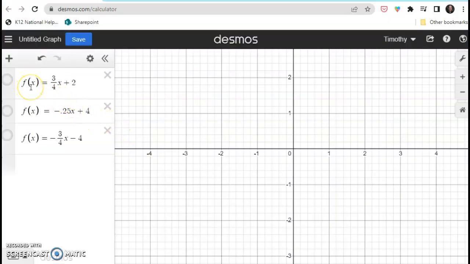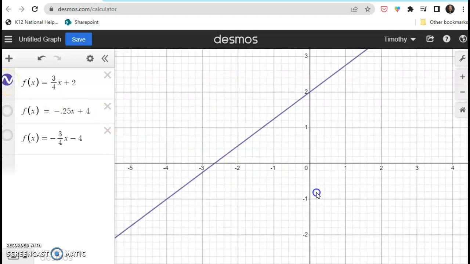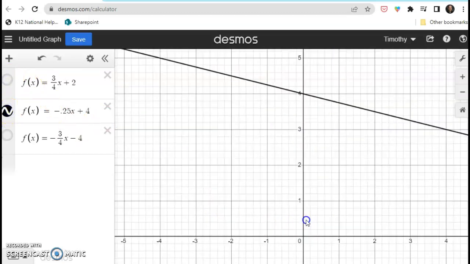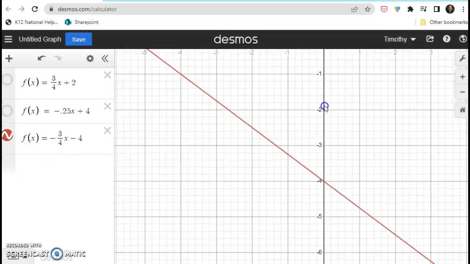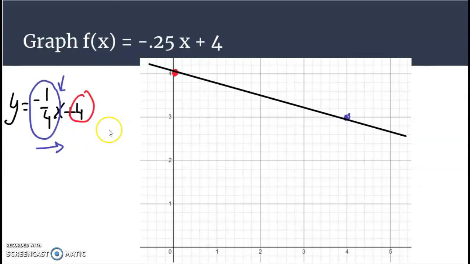Desmos does like to read f of x as opposed to y. Here's the 3/4 x plus 2 function. That's how that looks. Here's the negative 0.25 x plus 4. And then finally here was the negative 3/4 x minus 4 down here. So yeah, use desmos.com/calculator for quick and easy graphs.